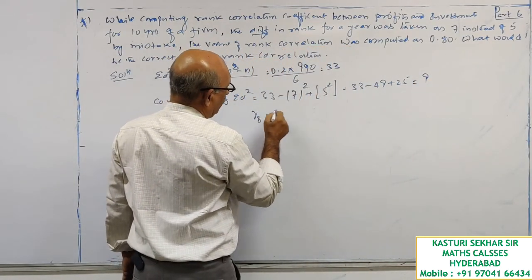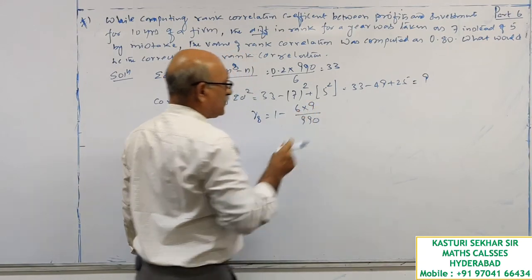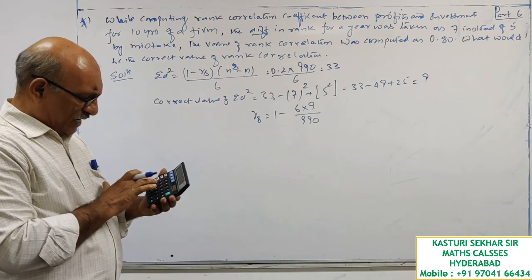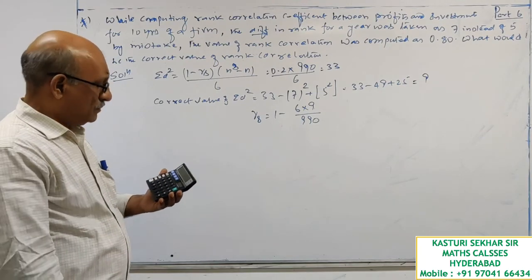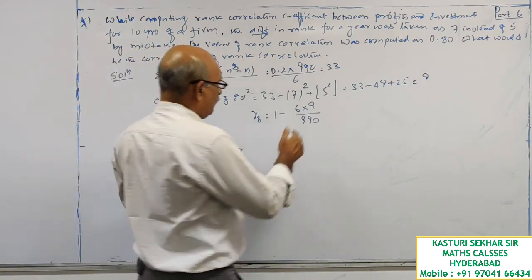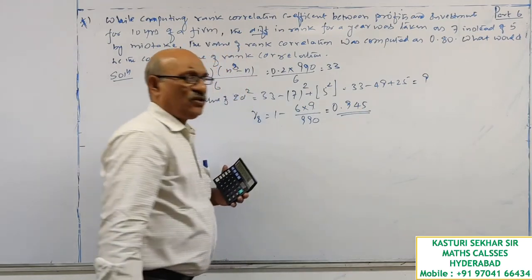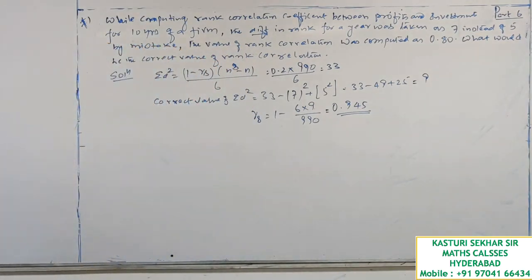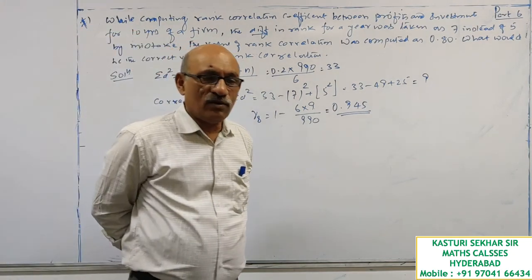So the correct RS is 1 minus 6 into 9 divided by 990. 54 divided by 990, minus 1. This is 0.945. This is the correct value of rank correlation.